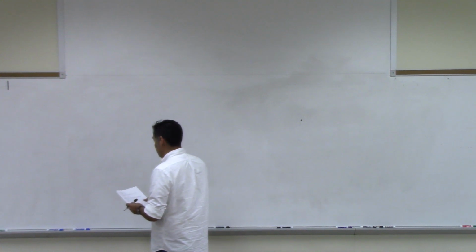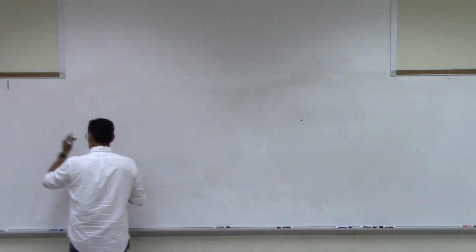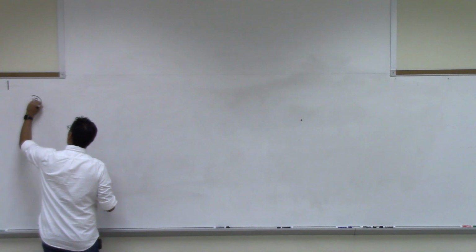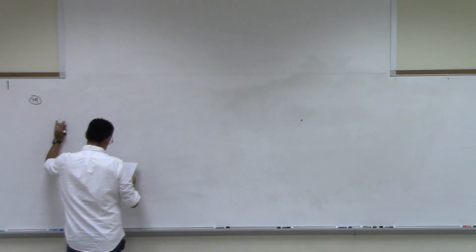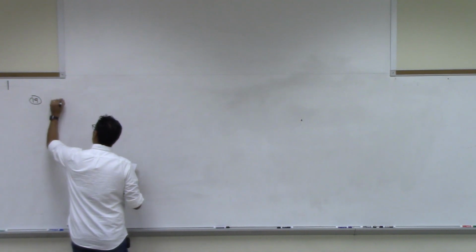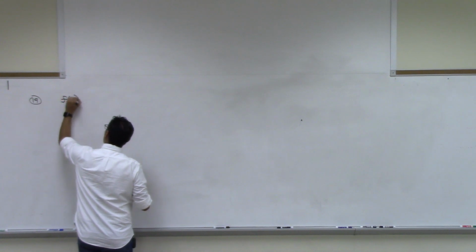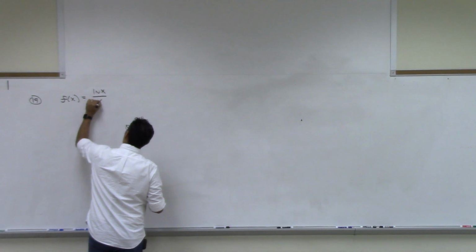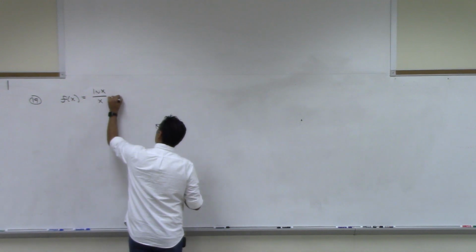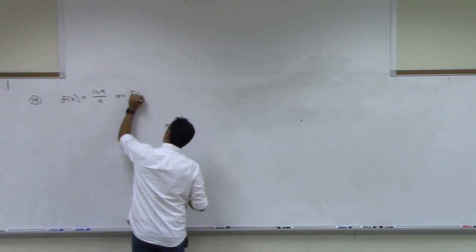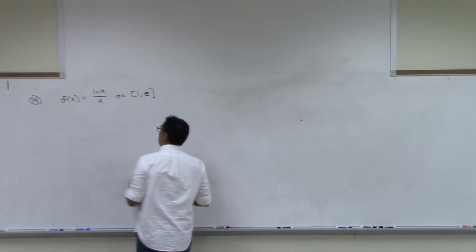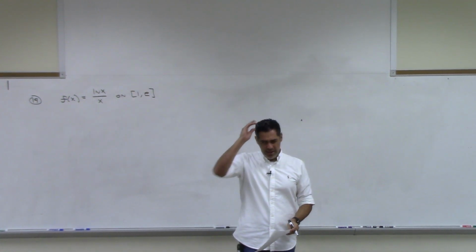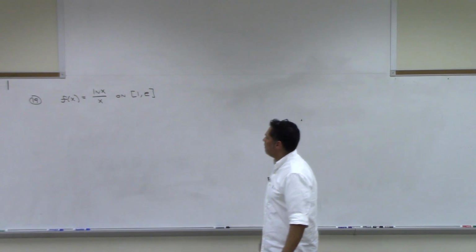what did you say, 19? Okay, number 19. Find the area under f of x equals the natural log of x over x on the interval 1 to e. Remember, e is just a number, right? It's about 2.718, something like that.